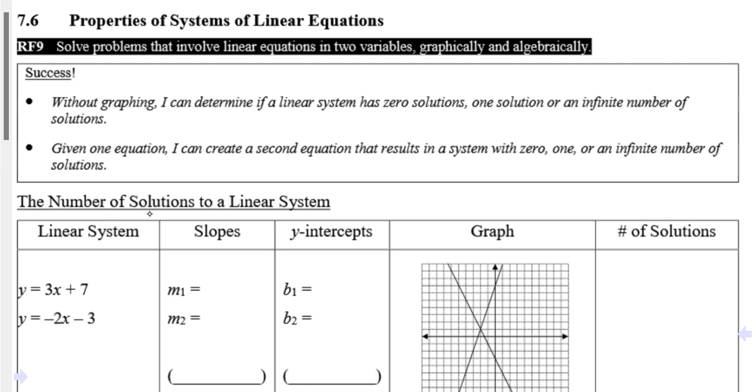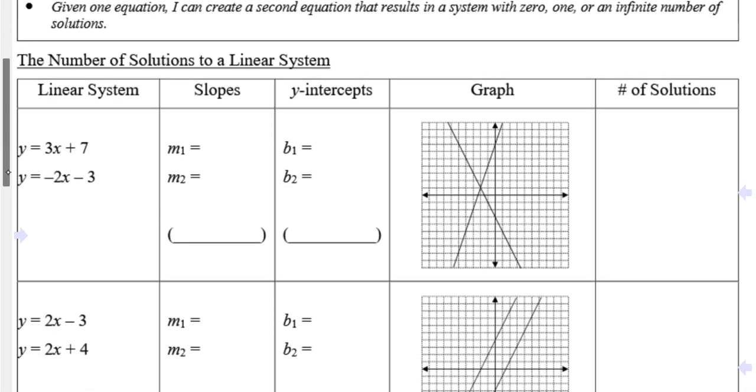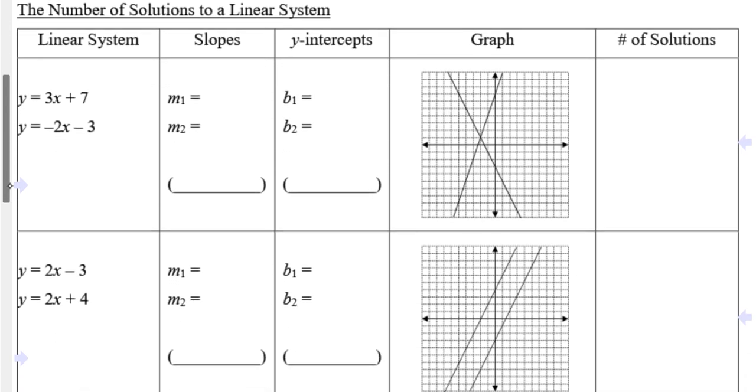Welcome to Math 10C. We are in Chapter 7, the very last lesson, 7.6, where we look at properties of systems of linear equations. This is a fairly quick lesson where we're going to look at the kind of solutions we can get from a linear system. So let's begin by looking at this table where we'll look at three possible situations.